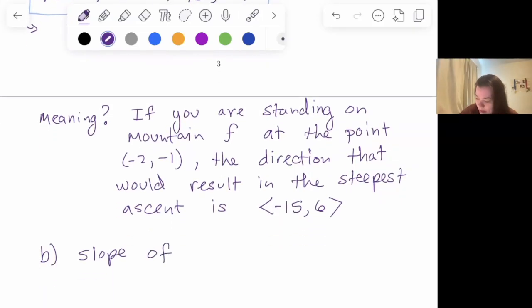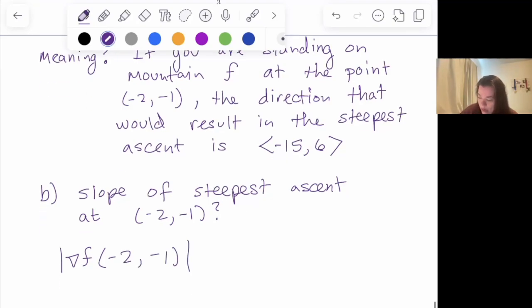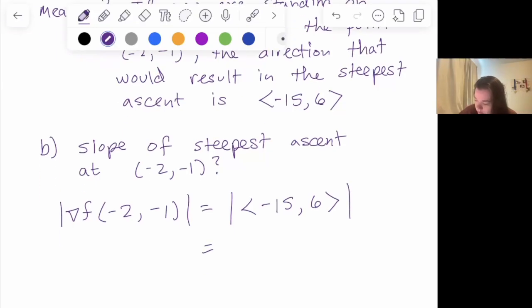The slope of steepest ascent, again, at the point you are standing at. How do we find the slope of steepest ascent? Well, we take the magnitude of the gradient at that point. And we know the gradient at that point. We already found that in the first part in part A. So we are finding the magnitude of this vector. And remember, this is just our Pythagorean theorem.